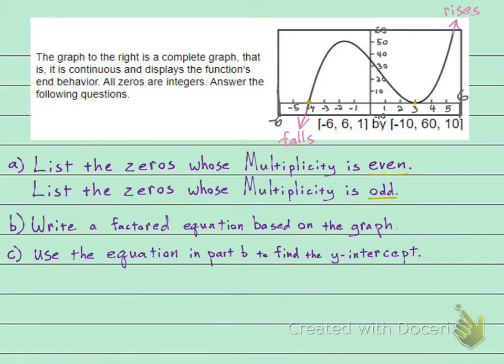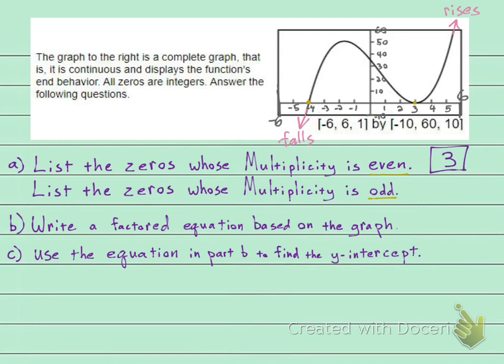Part A, list the zeros whose multiplicity is even. Now remember, even is going to bounce. Okay, it is going to touch the x-axis and turn around. And if you look, that's going to be this one right here. So the zero whose multiplicity is even is 3.